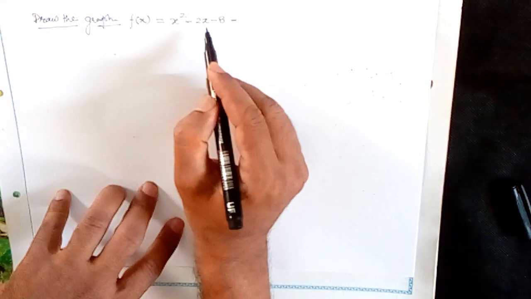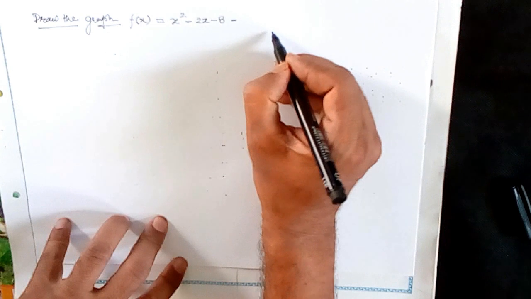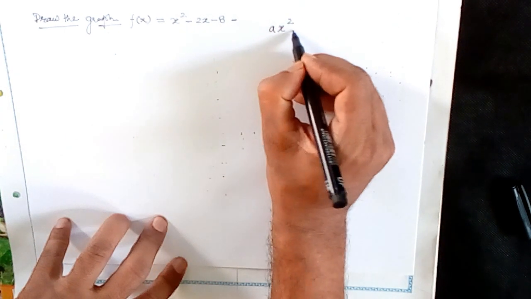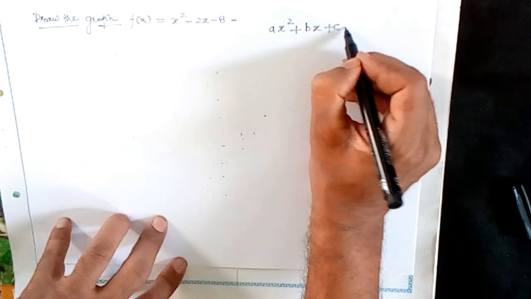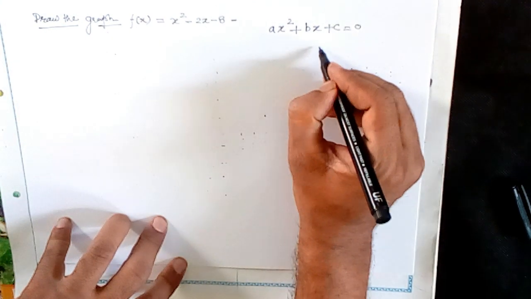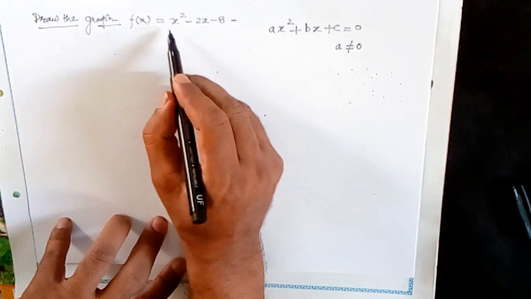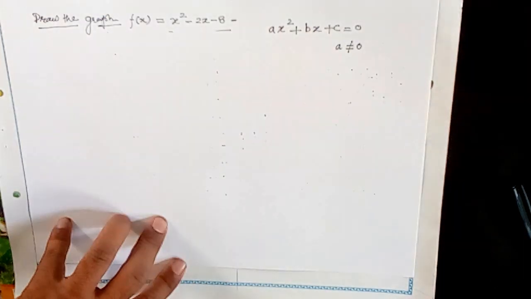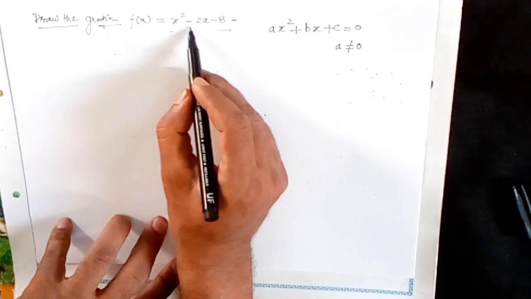Now here we have got a graph which is related to a quadratic polynomial. If we go with the quadratic polynomial, we have ax square plus bx plus c equals 0, where a is not equal to 0. So we have to draw the graph of f of x equals x square minus 2x minus 8.